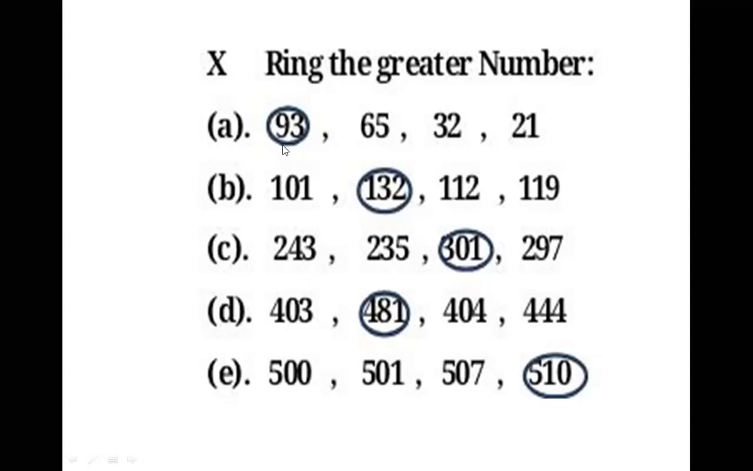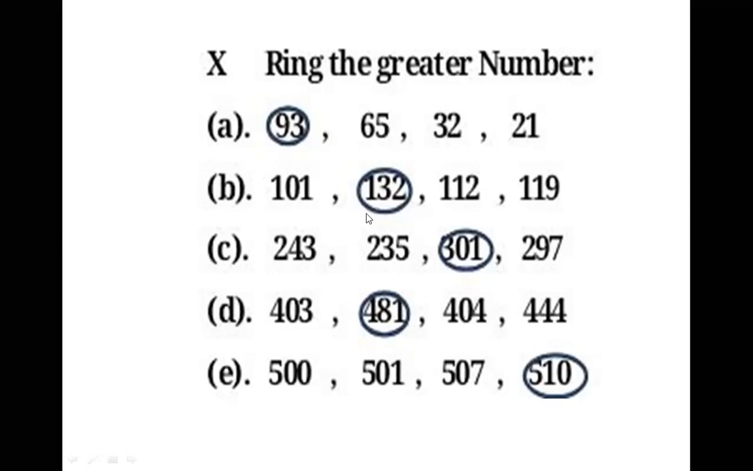When you get the numbers, first you have to see the first number. Usually we would count like this, but no, we have to see from this number. 9, then 6, then 3, then 2. Now among all these 4 numbers, which is the big number? Automatically 9. So this is the greater number. Clear? Now number B.